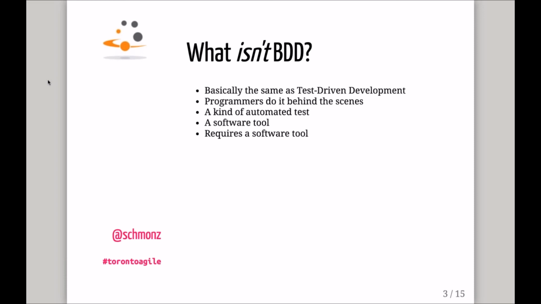You're going to see me today using Cucumber, which is a software tool that helps us automate some of the discussions that we have. But you don't need that. That's just a way to enact the behavior-driven development that we've already done together.